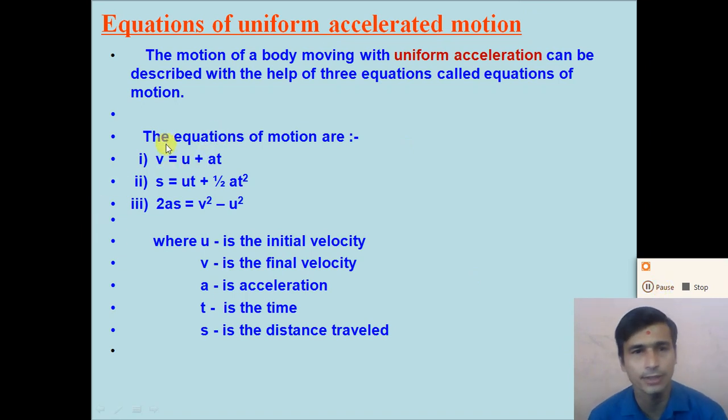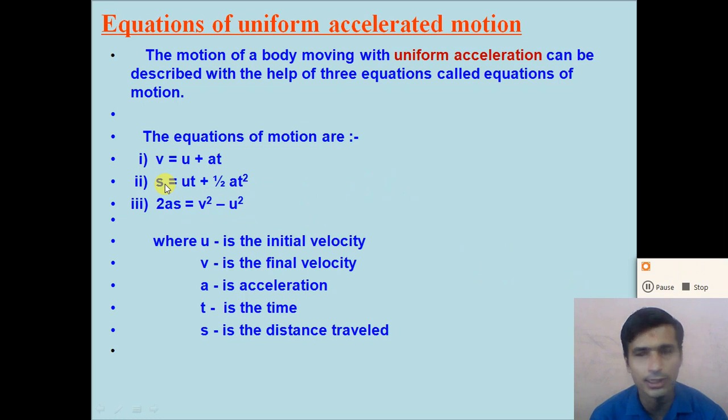So dear student, what are the equations of motion? First equation of motion is v is equal to u plus at. Second equation of motion is s is equal to ut plus 1 half at square. Third equation of motion is 2as is equal to v square minus u square. First equation is called the velocity time relation.